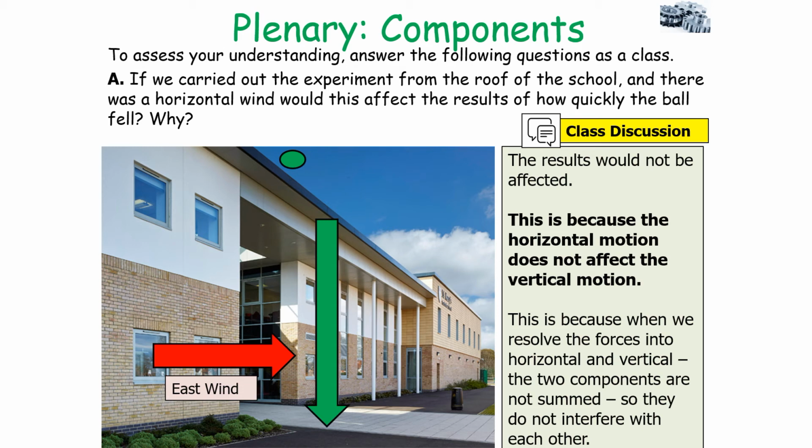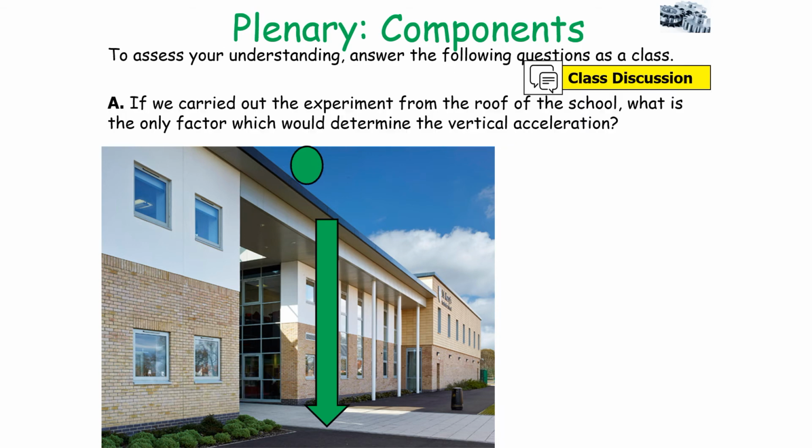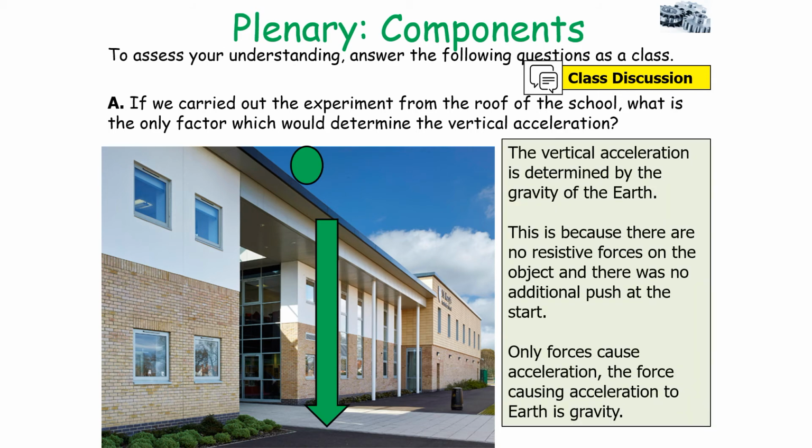This is because when you resolve the forces into the horizontal and vertical components, they don't actually interfere with each other. So if we carried out the experiment from the roof of the school, what's the only factor that would affect the vertical acceleration? Well, the vertical acceleration is determined by the gravity of the Earth, because there's no resistive forces on the object and there's no additional push at the start. So the only force that causes acceleration is the gravity of the Earth.